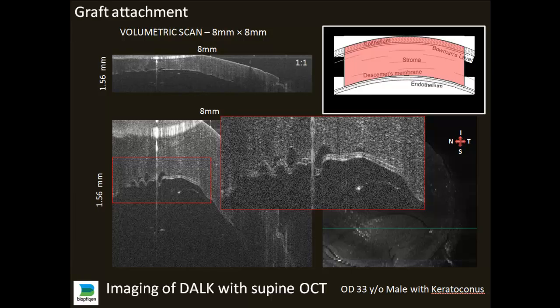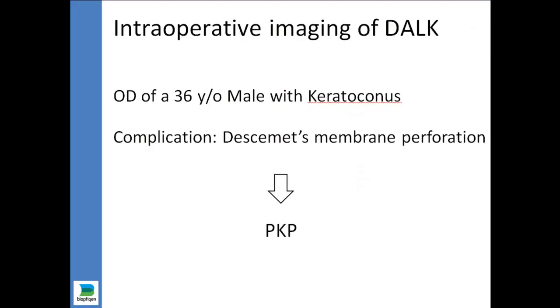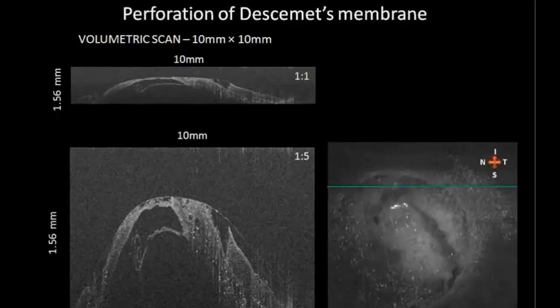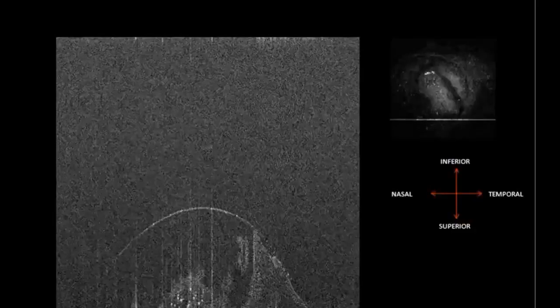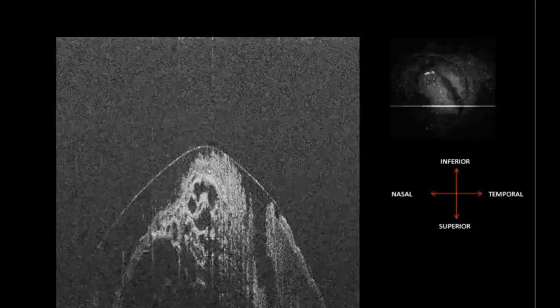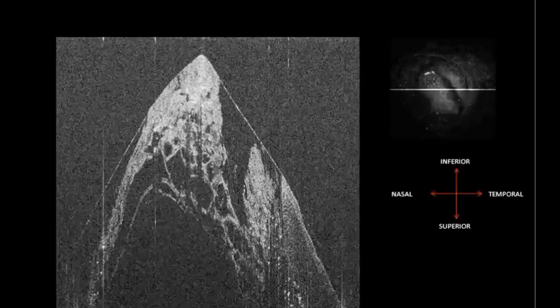This is a case of a patient who underwent attempted DALC, where there was a perforation through Descemet's membrane, aborted DALC, and penetrating keratoplasty. And this is an interesting OCT image where you can see that there's actually rupture or penetration of the Descemet's membrane. And here when we obtain the OCT imaging, you can see that all looks good up until about here.